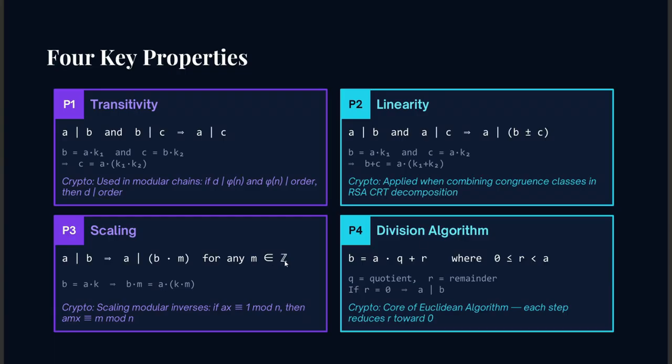Fourth property is the division algorithm. Every integer can be written as B equals AQ plus R, where Q is the quotient, R is the remainder, and R is greater than or equal to 0 and less than A. For example, 17 equals 5 times 3 plus 2. Here the quotient is 3 and the remainder is 2. If the remainder becomes 0, divisibility exists.